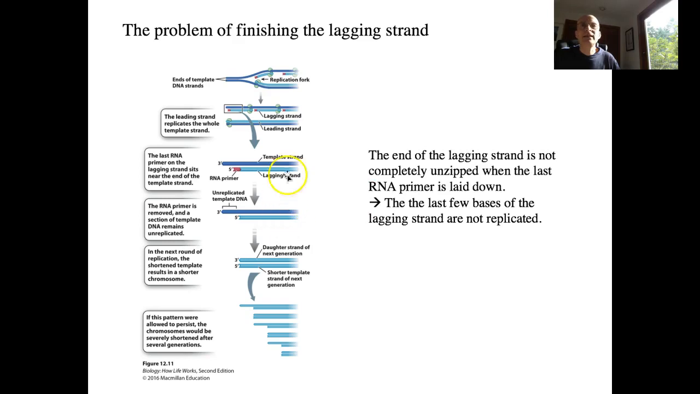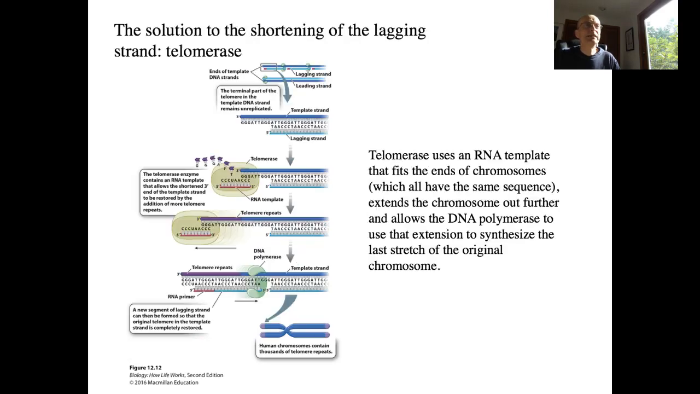And I write down here, just in summary, what that is: that the end of the lagging strand is not completely unzipped when the last RNA primer is laid down, and that leads to the fact that the last few bases of the lagging strand are not replicated. So how do you deal with that problem?